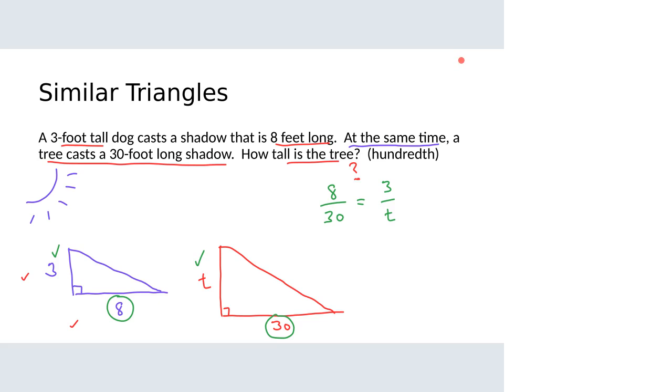Now we'll solve this. Cross multiply. 3 times 30 is 90. 8 times t is 8t. And now to get that t by itself, we're going to need to divide by 8 on both sides. On the right-hand side, those 8's cancel, leaving just the t. On the left-hand side, we've got 90 divided by 8, which is 11.25.